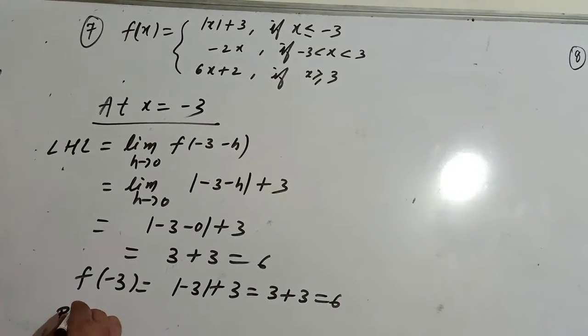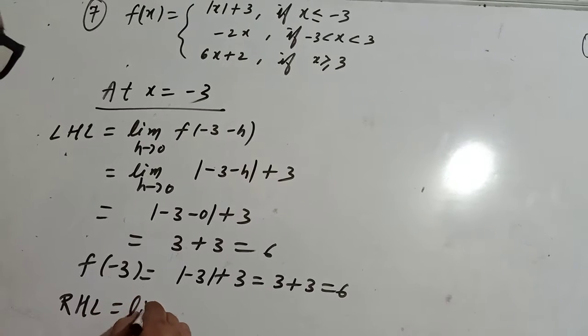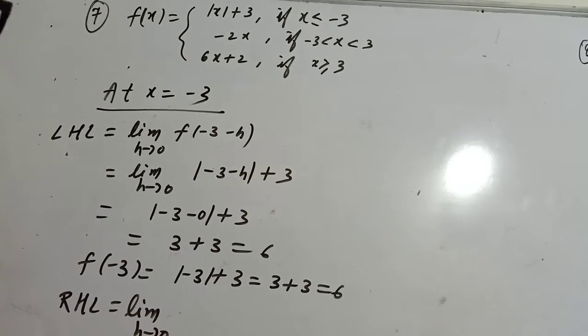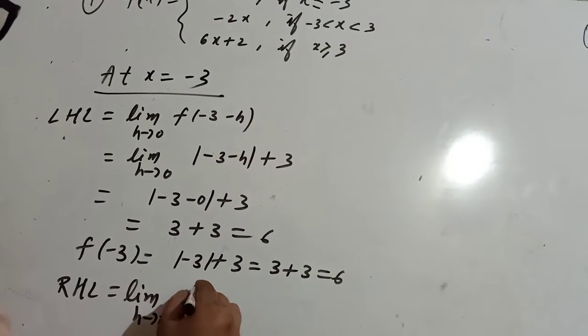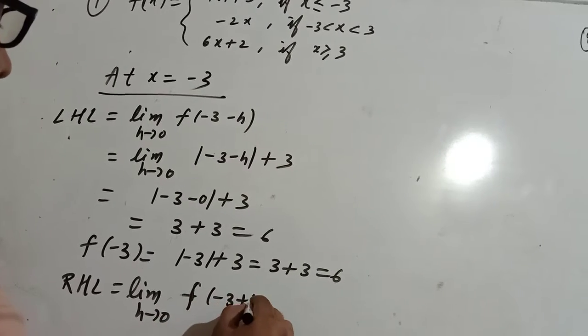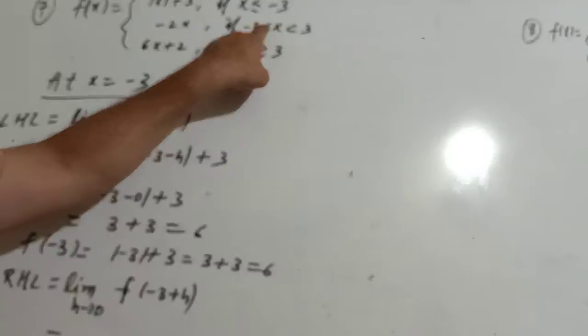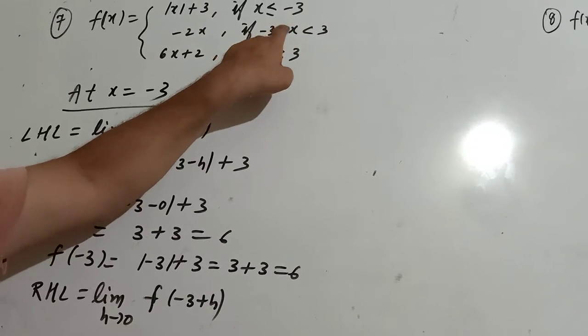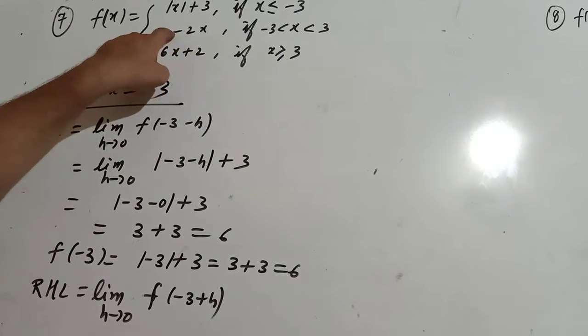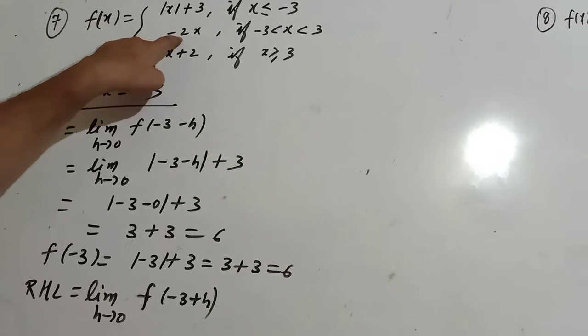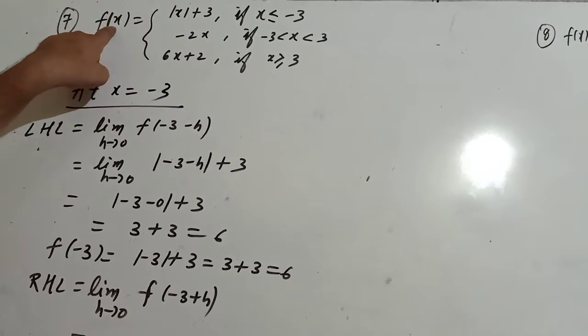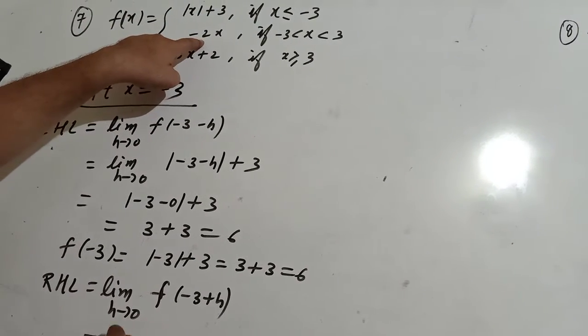Now RHL, limit h tends to 0, f of minus 3 plus h. So which function will be taken? This is greater than minus 3 but less than 3. Greater than minus 3 means this function will be taken, minus 2x. So f of x is minus 2x. f of minus 3 plus h is minus 2 times.